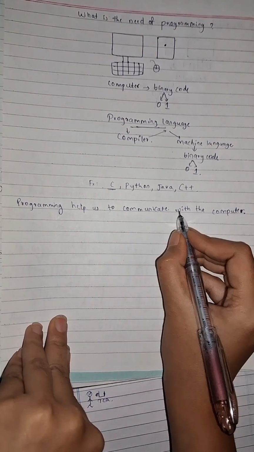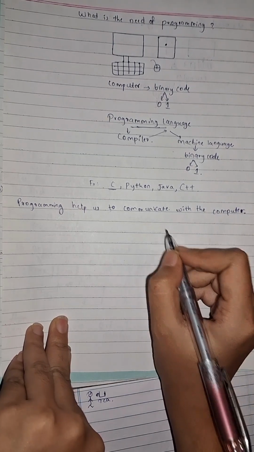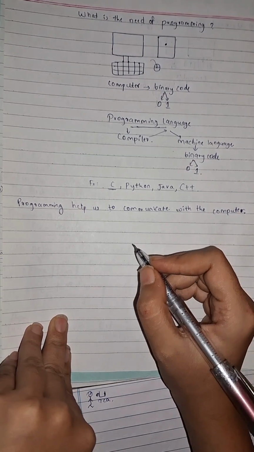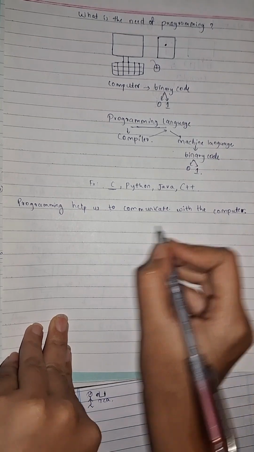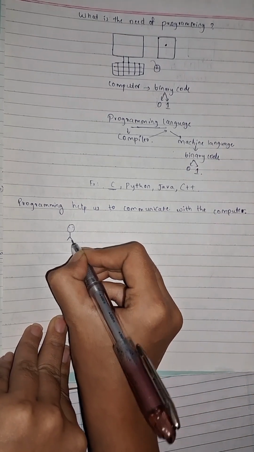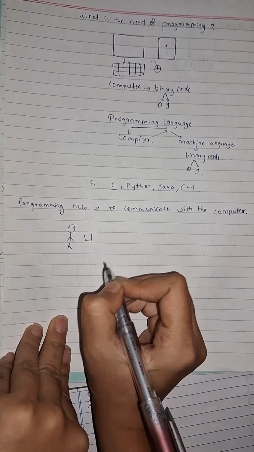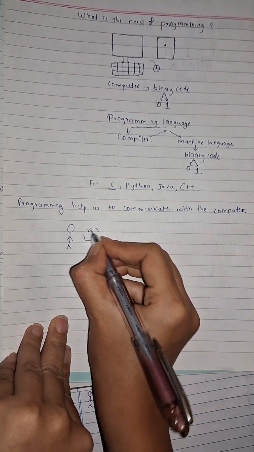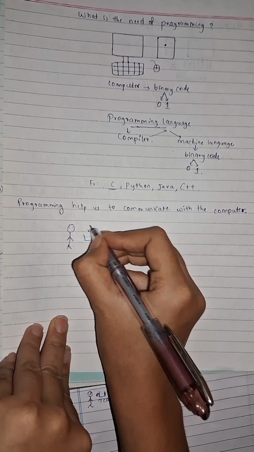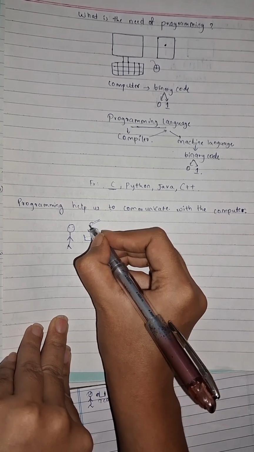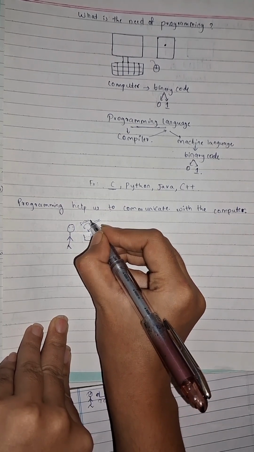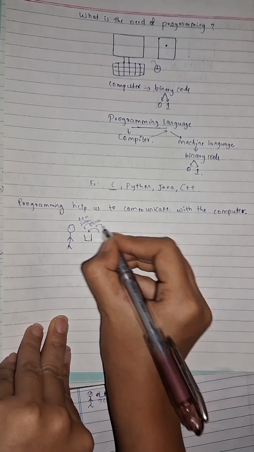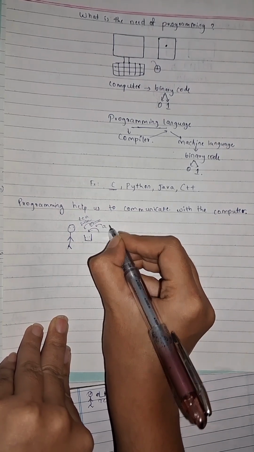Programming helps us to communicate with the computer. Think of it like this: your friend doesn't know how to make a cup of tea, so you are instructing your friend how to make tea. What do you tell him? You will tell him to add water, add 2 spoons of sugar and tea powder, and at last you will tell him to add some milk.